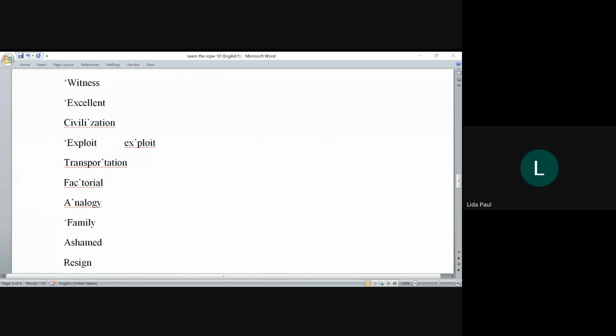Right. So that is about analogy, family, and the next one is ashamed. Ashamed. First syllable, I mean the schwa after the Ashamed schwa would be what it would be. Ashamed.